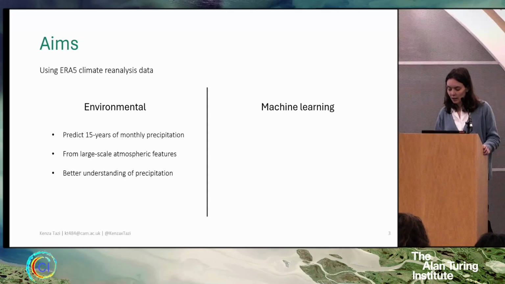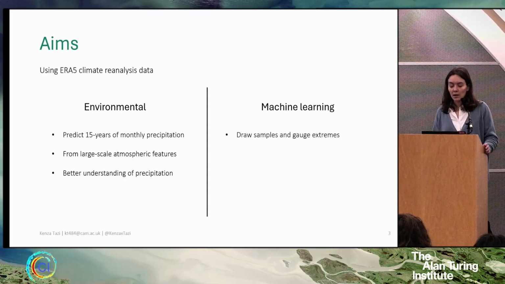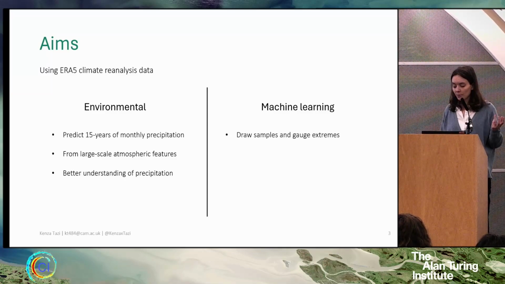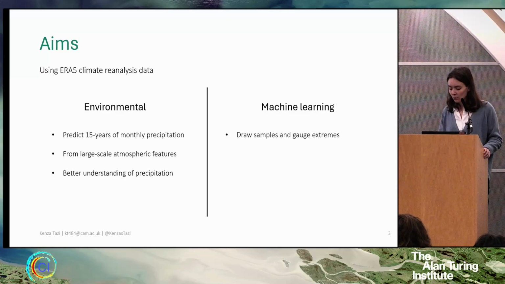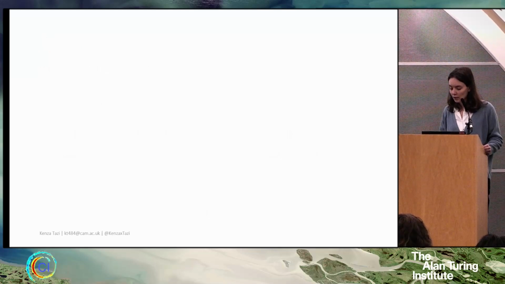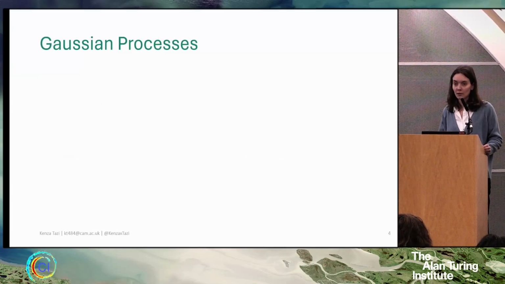On the machine learning side, we would like to create a model that can draw representative samples of precipitation trajectories into the future and gauge the probability of extreme events. We also want to encode domain knowledge through the model design, and finally study the trade-off of explicitly including non-stationary behavior in our model. And we're going to do this with a probabilistic machine learning method called Gaussian processes. I know, again.